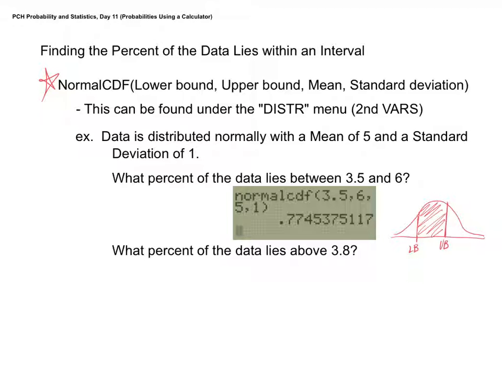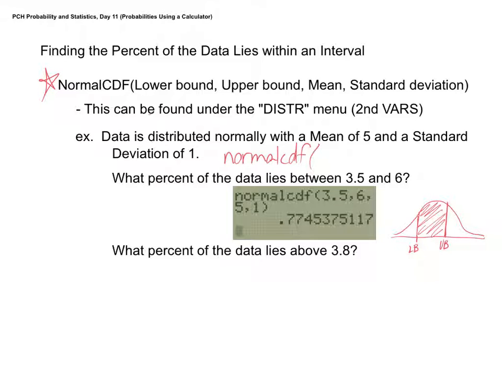Okay? Now, if you have a TI-83, you're going to see normal CDF, parenthesis, and it's waiting for you to type in everything. If you got the 83, you're going to need to remember what order these go in. The 84 gives you a nice little menu that says lower bound, upper bound, mean, and standard deviation. If you have an 84 and it doesn't, you need to upgrade your firmware so it will.